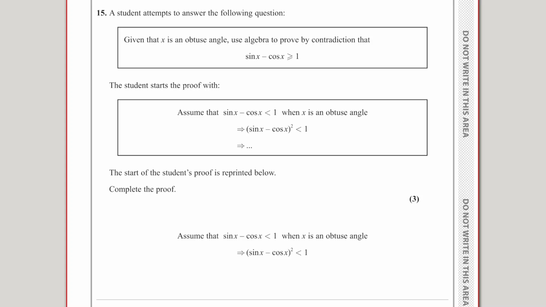Question 15. A student attempts to answer the following question. Given that x is an obtuse angle, use algebra to prove by contradiction that sine x minus cos x is greater than or equal to 1. The student starts the proof with, assume that sine x minus cos x is less than 1, where x is an obtuse angle. So we've got sine x minus cos x squared is less than 1. That's the first step. The start of the student's proof is reprinted below. Complete the proof. So we just need to carry on.